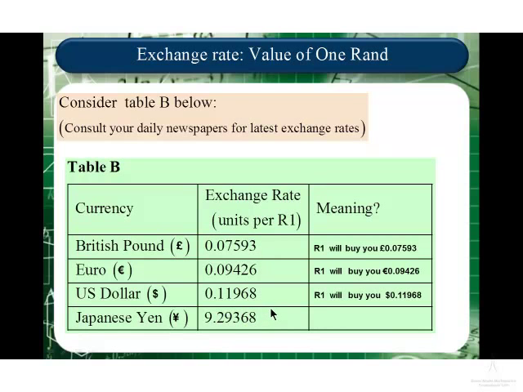Note that in this case, 1 rand will buy us 9.29368 yen. Again, this table is an expression of the fact that the first 3 currencies are stronger than the rand, and finally the Japanese yen in this case is a weaker currency, since 1 rand will buy more than 1 Japanese yen.